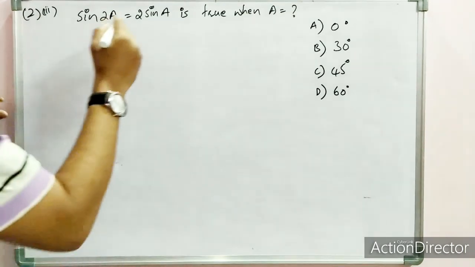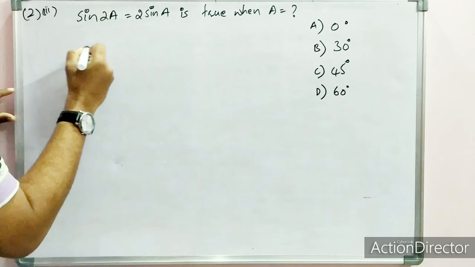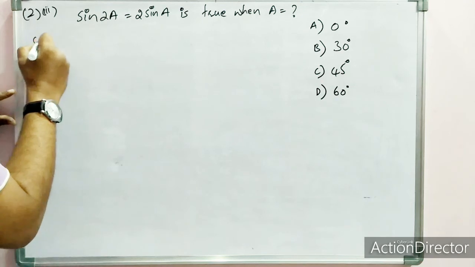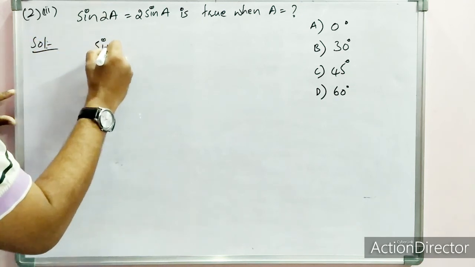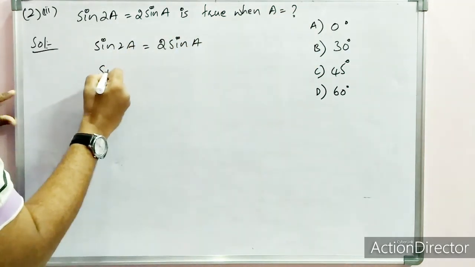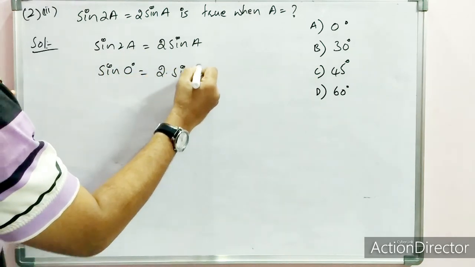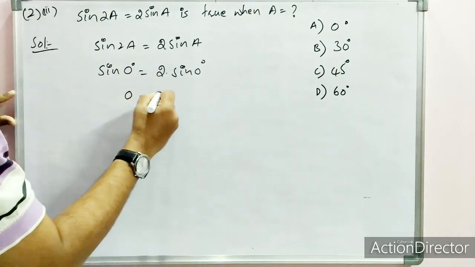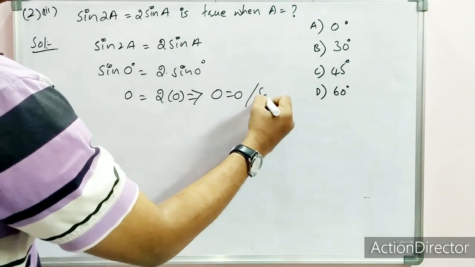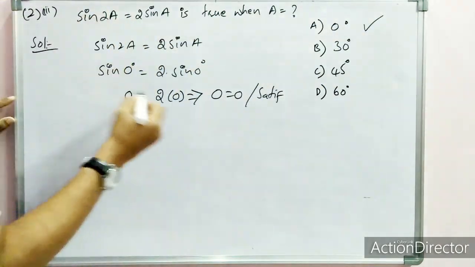Now the question is sin 2A is equal to 2 sin A is true when A is equal to, for which value this equation will be true. Now verify the options. It is given sin 2A is equal to 2 sin A. The first option is 0 degrees. You put the 0 here. Sin 2 into 0 will become 0 degrees, 2 into sin 0 degrees. So sin 0 is 0 and 2 sin 0 is 0. So it will be 0. So it is satisfied. That means when A is 0 degrees, it will be satisfied.